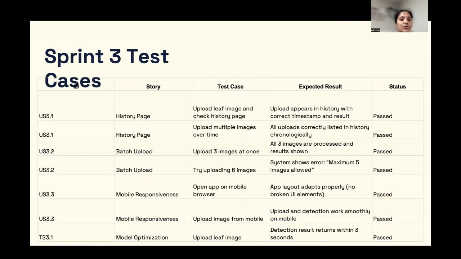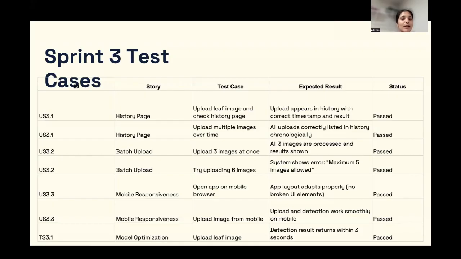If a user wants to upload multiple images, so we tried uploading 3 images at once and all images passed and showed the correct and exact result. So the status is passed. We also tried to upload 6 images, even though the limit is 5, to check if the system shows an error or not. It correctly showed the error message as well. So yeah, the status is passed over here.